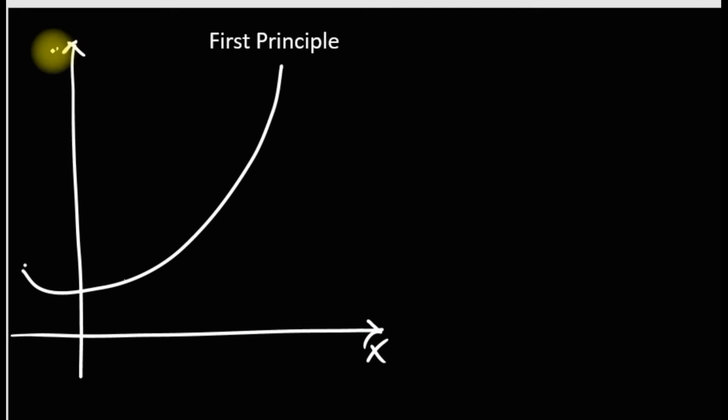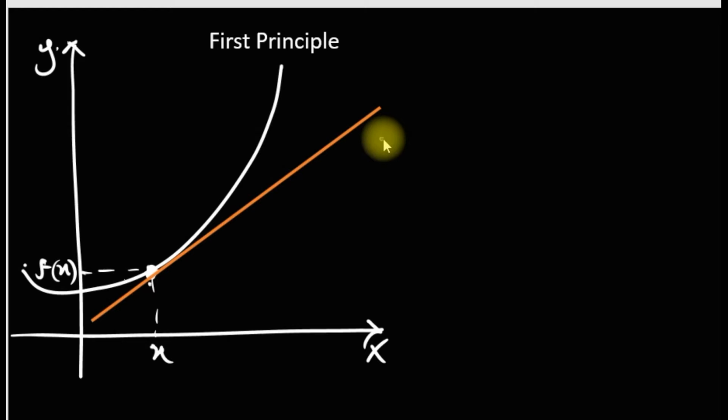So this is my x-axis, this is my y-axis. Assuming a point here, the point is x. The point here will be f of x, that's y now. So our main aim is to find the gradient of a tangent line. That's the meaning of rate of change at that point. We need to find the gradient. So we draw a tangent line to that. So this is my tangent line.